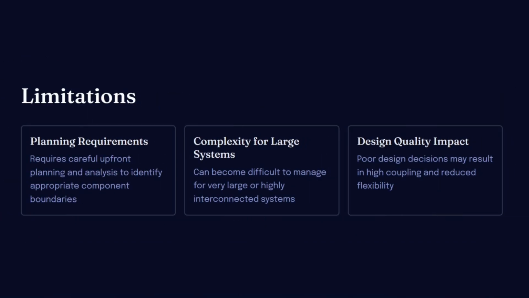Let's talk about some of the limitations of component level design. First one, planning requirements. It requires careful upfront planning and analysis to identify appropriate component boundaries. Next one, complexity for large systems. In the case of very large or highly interconnected systems, it becomes really difficult to manage all the different components. The next one is design quality impact. Poor design decisions may result in high coupling and reduced flexibility.